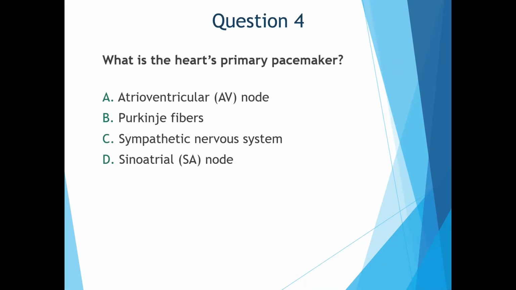Okay, so review question 4, what is the heart's primary pacemaker? We have A, the AV node, B, your Purkinje fibers, C, sympathetic nervous system, or D, the sinoatrial node, your SA node.